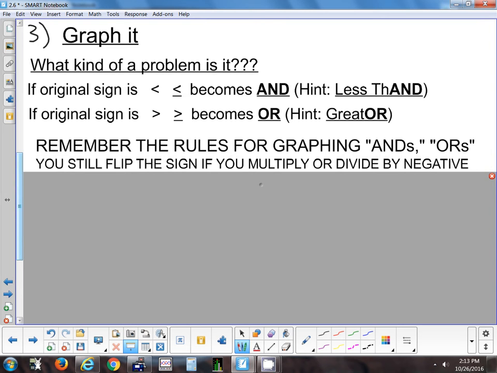You don't have to write this down, but just remember the rules for graphing and or. Remember, with an and, you want to graph the overlap. You want to graph just that little bit of an area, because only numbers from that range will work for solutions. For or, they go in opposite directions. Usually, for and you're going to get the little connect the dots. For or, you're usually going to go in opposite directions. Those are the kind of problems we're going to give you guys. Another big thing when you're doing these, you're still going to flip the sign if you're dividing by a negative. You'll still flip that sign if you divide by a negative.